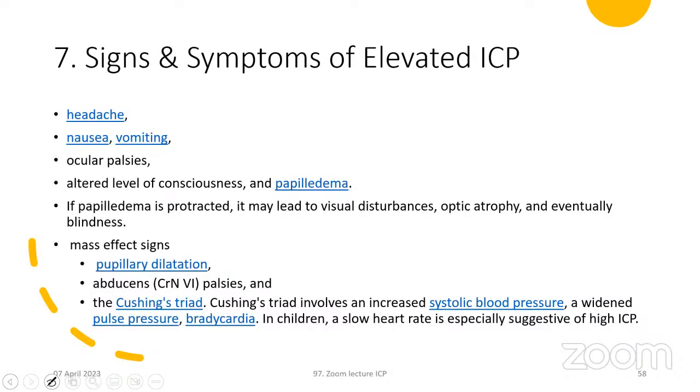So let's recapitulate: headache, nausea, vomiting, ocular palsies, altered level of consciousness, papilledema. If protracted, papilledema may lead to visual disturbances, optic atrophy, and eventually blindness. But acutely, it won't cause any vision loss unless it is optic neuritis. So the differential diagnosis is optic neuritis and papilledema. The mass effect signs are pupillary dilatation and cranial nerve 6 palsies. Cushing's triad involves increased systolic blood pressure, a widened pulse pressure, and bradycardia. In children, a slow heart rate is especially suggestive of raised ICP.